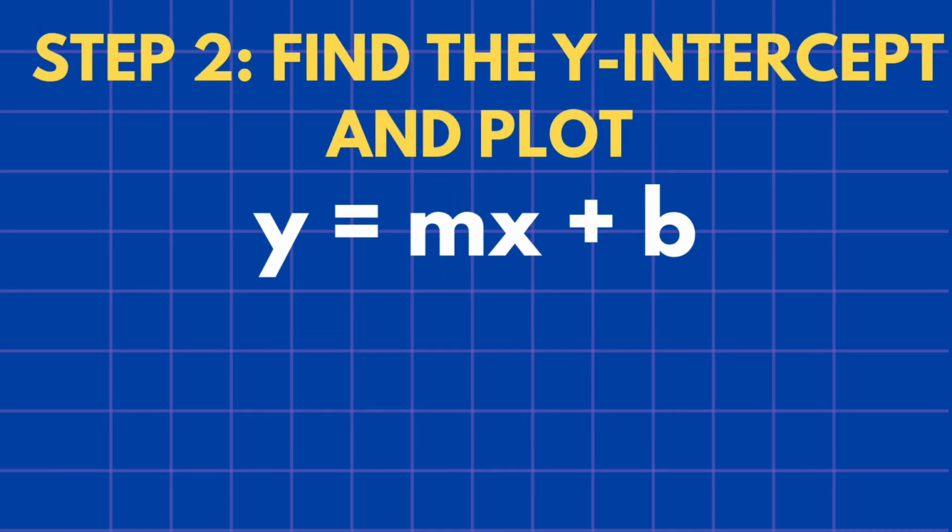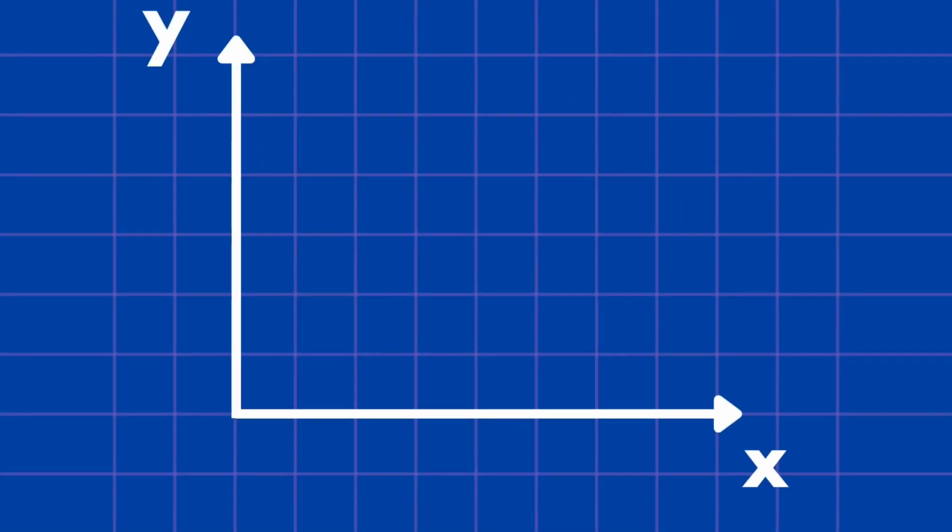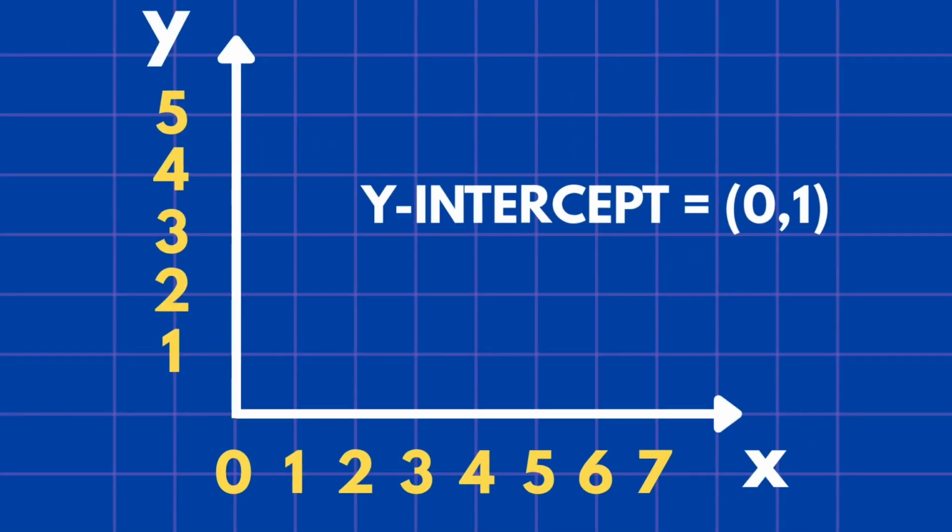Step 2. Find the y-intercept and plot our first point. By referencing our formula, we can see that our value for b is 1. Knowing that, we can plot our first point. It's important to note that b represents the value in the y of our point on the graph when x is equal to 0. Therefore, our first point has the coordinates 0, 1.